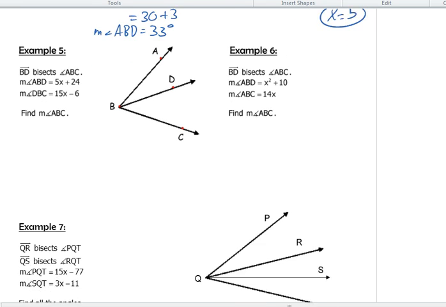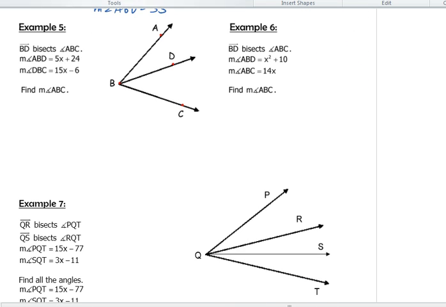Alright, let's see if we can find example 5, get through that one, and then maybe have you work on 6 and 7 tomorrow in your group. So, example 5, BD bisects angle ABC. Again, as soon as you hear that, cut this in half. Show me that there's two equal parts there, two equal angles. ABD is 5x plus 24, and DBC is 15x minus 6. Again, this is not too bad at all. Find ABC. Okay, we will in a second.